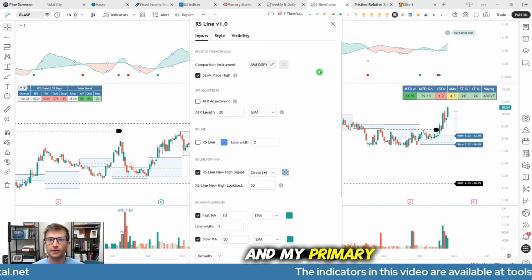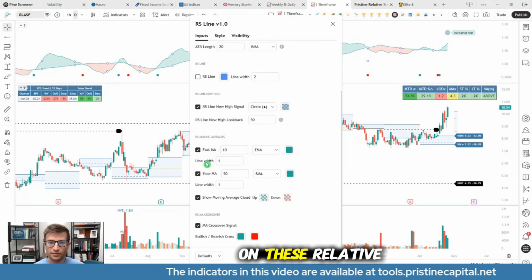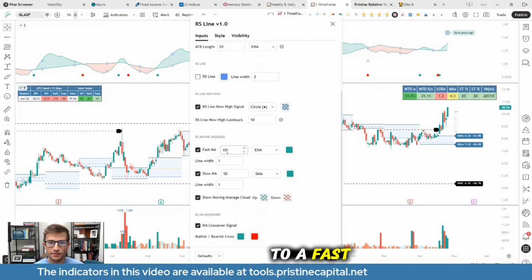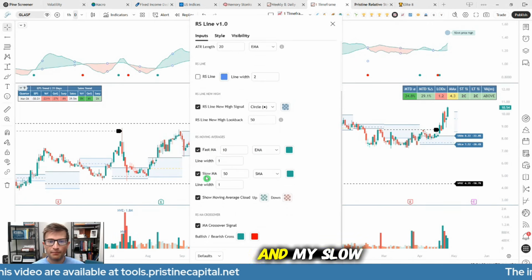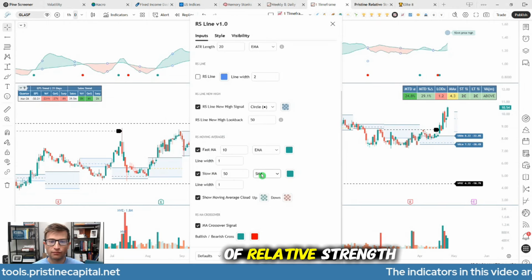And my primary focus when using this indicator is just focusing on these relative strength line moving averages. I default this to a fast moving average, which is the 10-day EMA of relative strength. And my slow moving average is the 50-day simple moving average of relative strength.